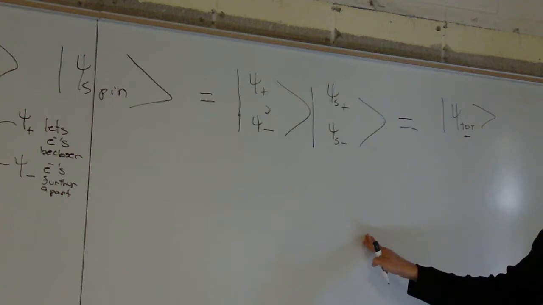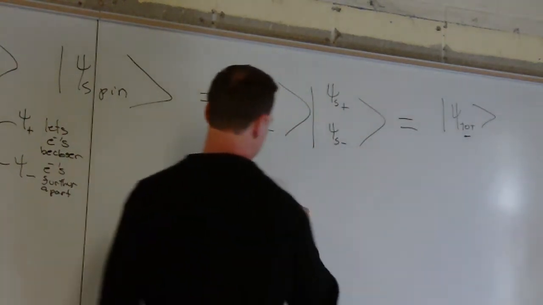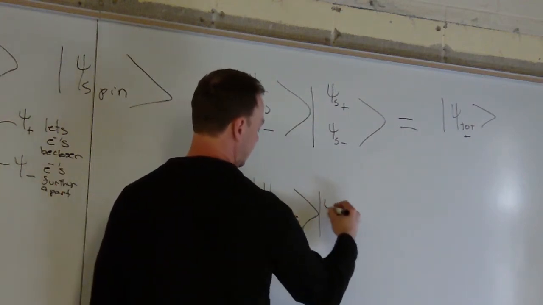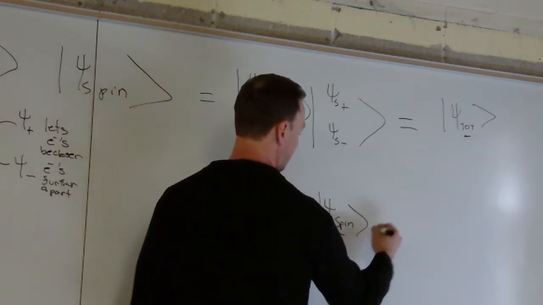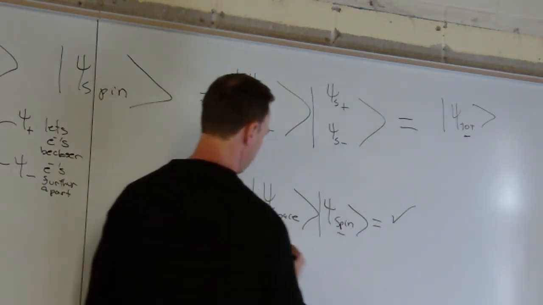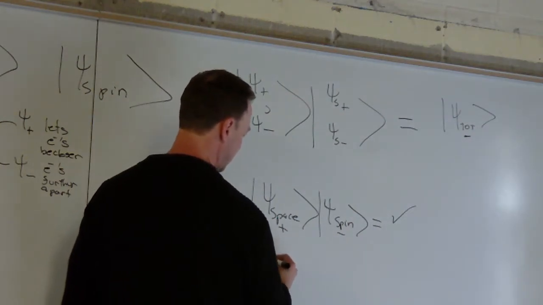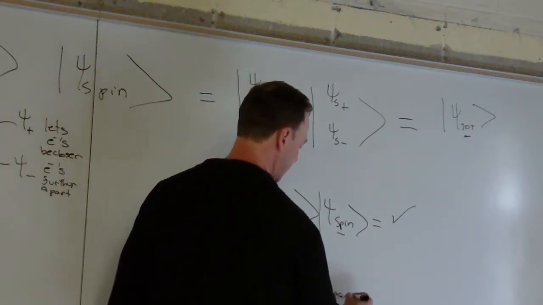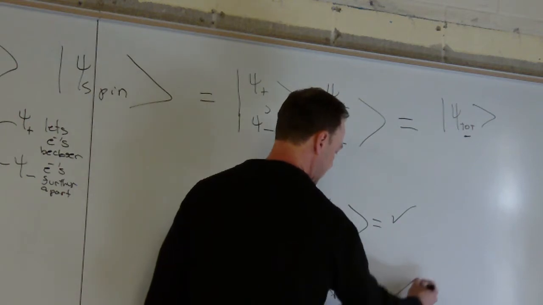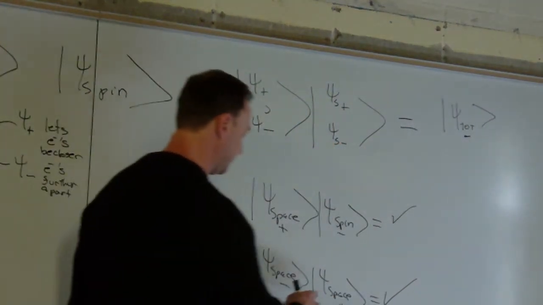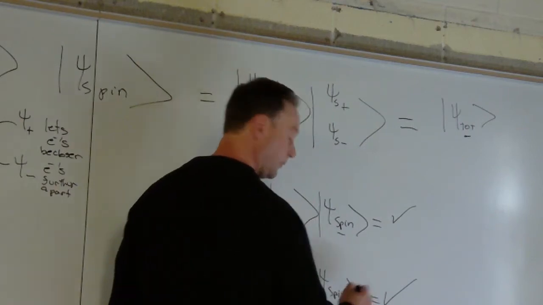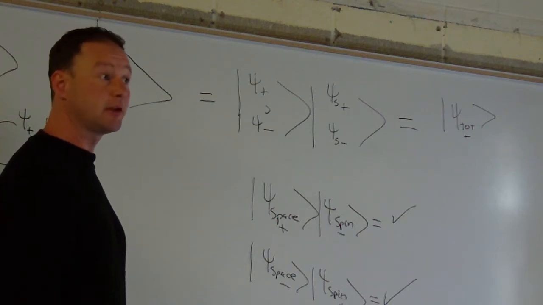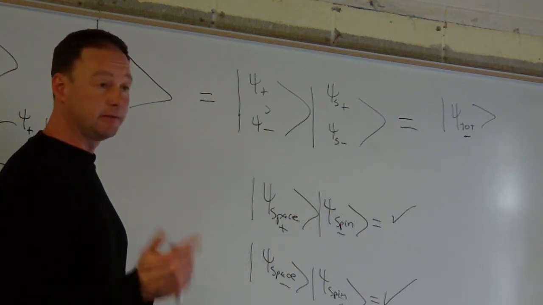You're going to have plus then minus. So I could have a psi space plus times a psi spin minus, and that's good. Or I could have psi space minus times psi spin plus, and that's good. As long as one's positive and one's negative, you get antisymmetric. Just like any other function, it's an even and odd argument.